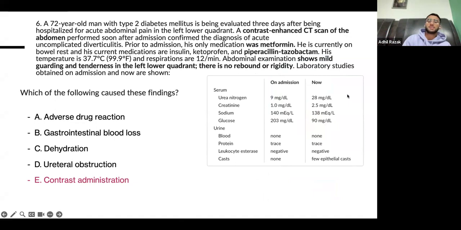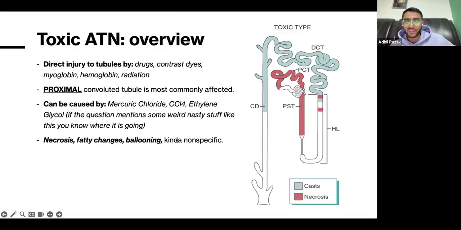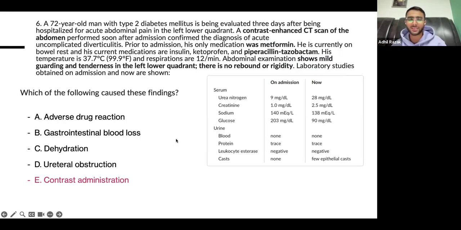This guy is just very unfortunate, I guess. He was already suffering from diverticulitis and he took the contrast CT for the investigation of the diverticulitis, and he ended up having toxic ATN. It's always tiny things like that that catch you off, to be honest.